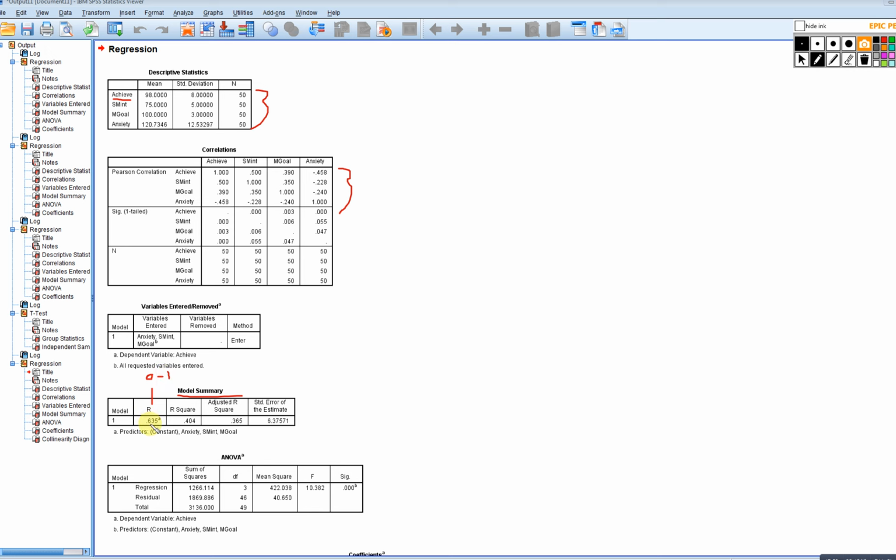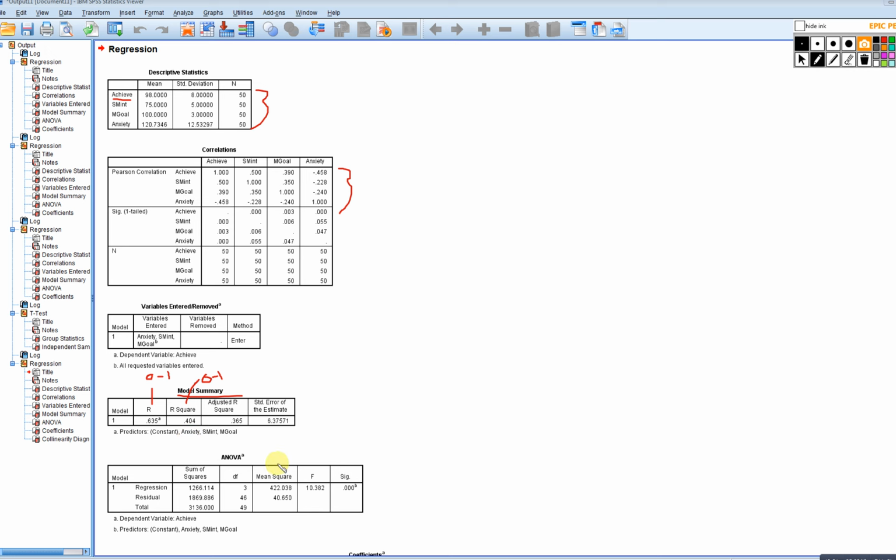And you can see that this is a pretty strong correlation between the set of predictors and the criterion variable. R square also ranges between 0 and 1. And no big surprise, this is just taking the square of the multiple correlation. This is called the coefficient of determination. So we can state that based on our data, our predictor variables accounted for about 40.4% of the variation in achievement.